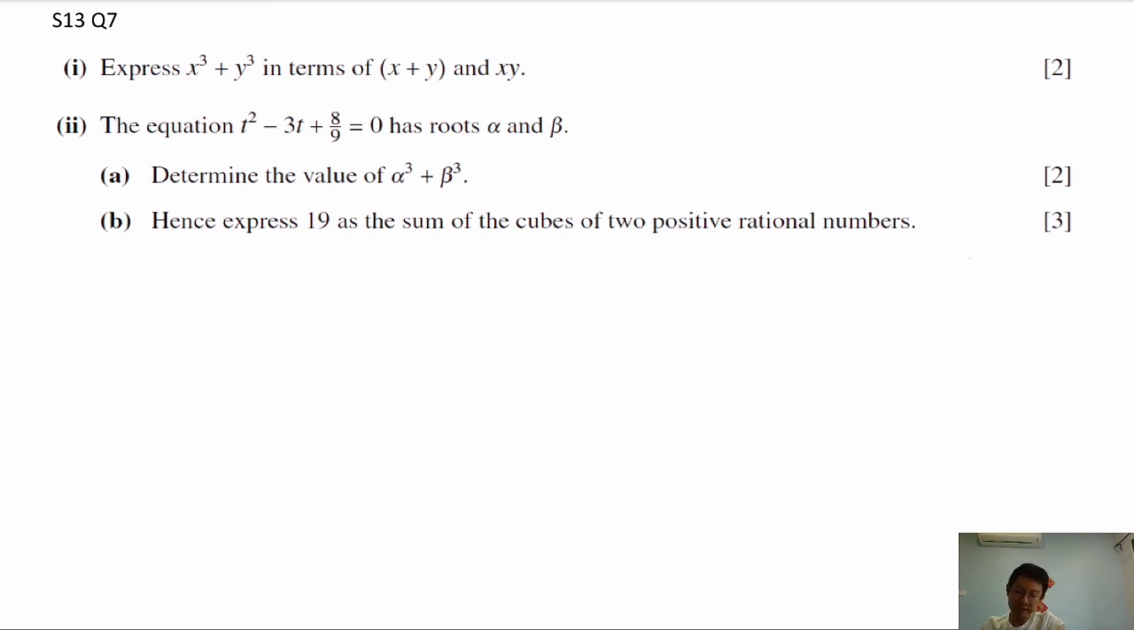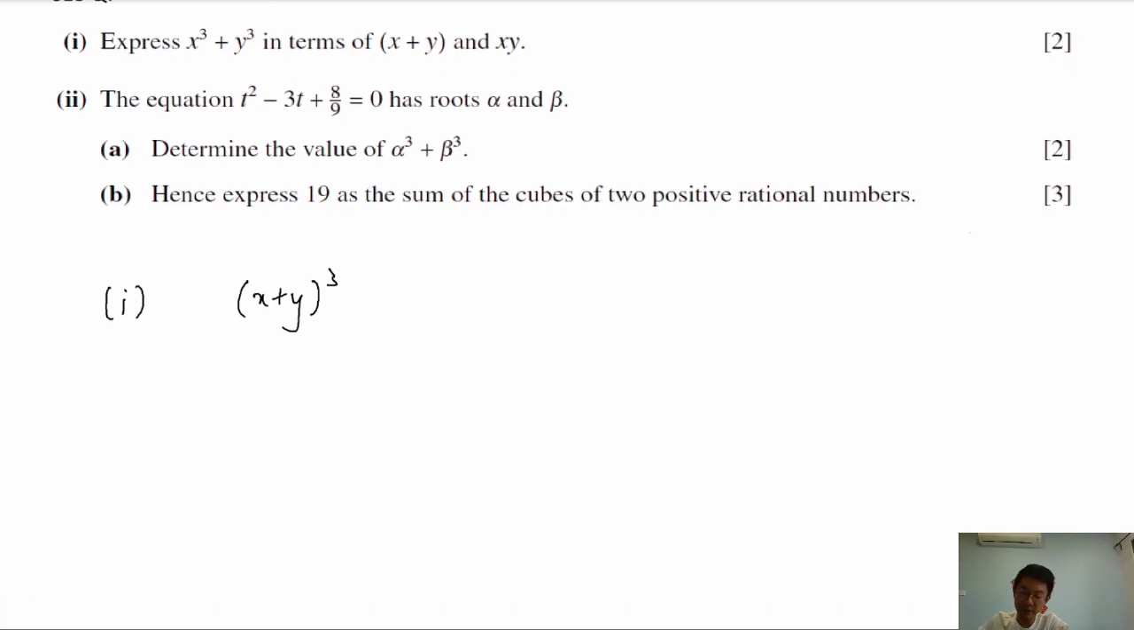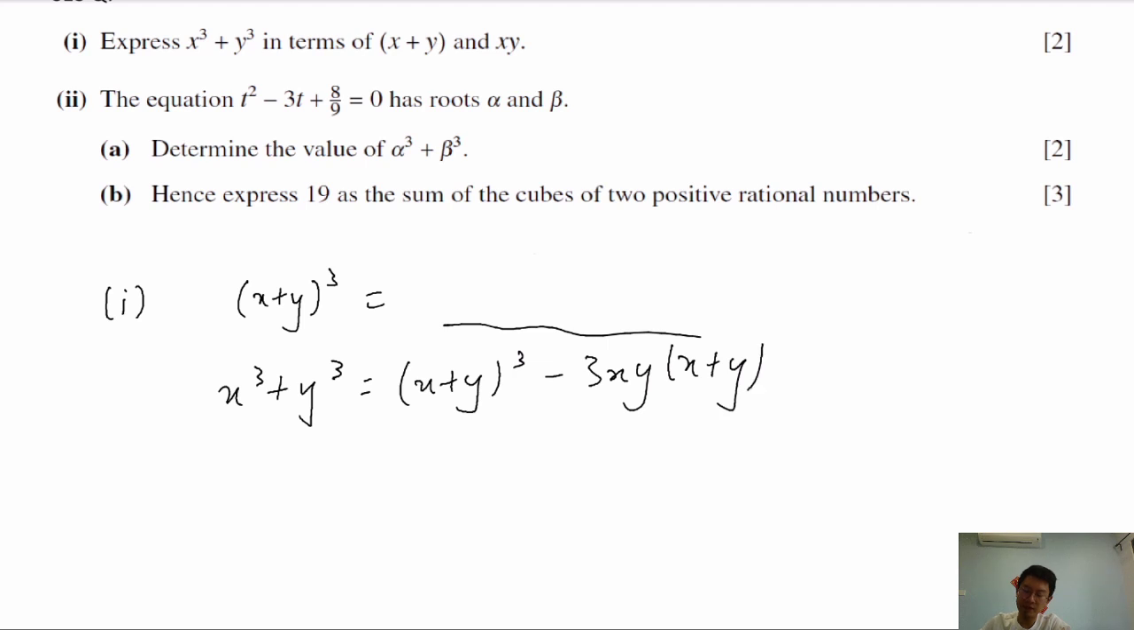Okay, so let's look at the question. First part: express x cubed plus y cubed in terms of x plus y and xy. I guess you can do this by expanding (x plus y) cubed. Just try to rearrange it until you get x cubed plus y cubed. So the result is x cubed plus y cubed equals (x plus y) cubed minus 3xy times (x plus y). This is the result that we should get.